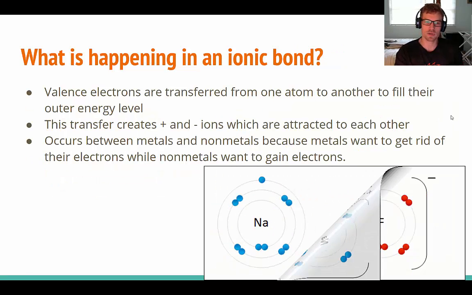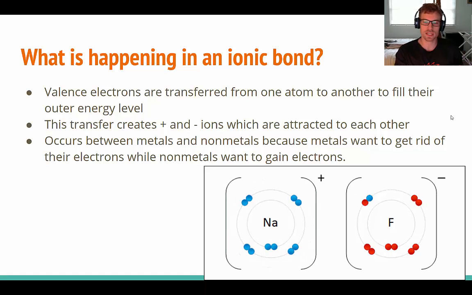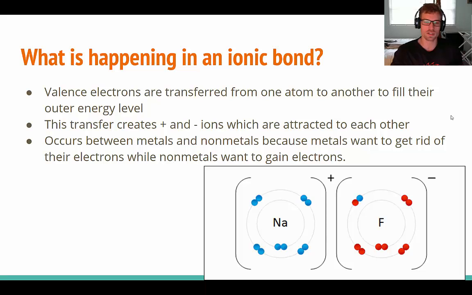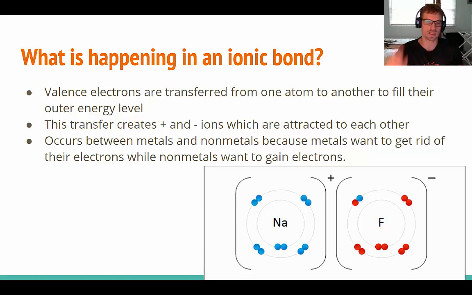Now let's talk about ionic bonds. Here, valence electrons are transferred from one atom to another in order to fill their outer energy level. Keyword here is transfer. The electron is physically going from one to the other. It's leaving one of them and going to the next. What this does is it creates positive and negative ions, and opposite charges attract, so therefore they are attracted to each other. They want to come together.